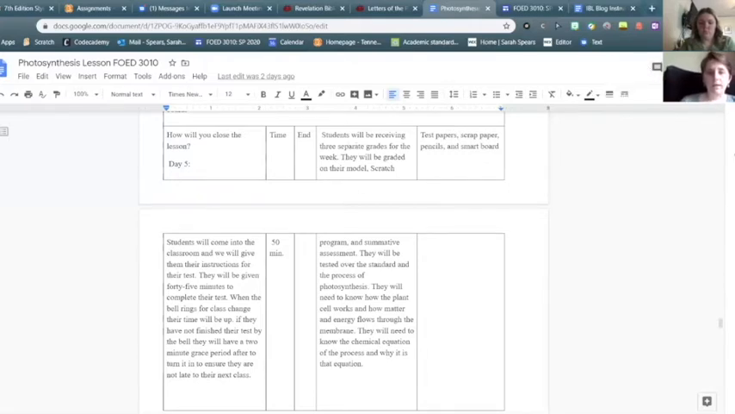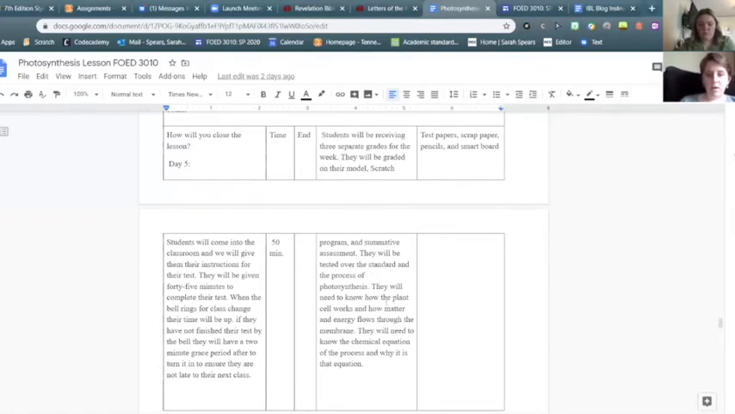And then over here, students will be receiving 3 separate grades for the week. And we talked about this earlier in our assessment. So they're going to be graded on their summative assessment, Scratch, and their model. And all of the questions will be related back to the standard and the process of photosynthesis.